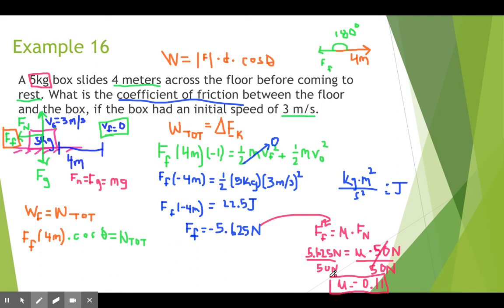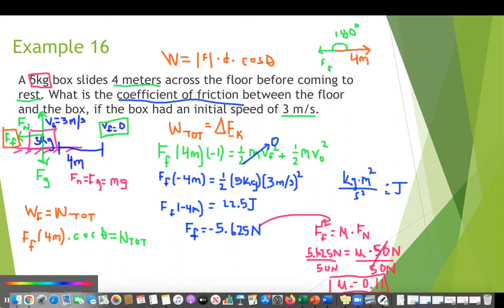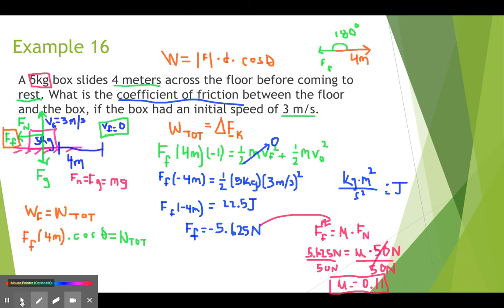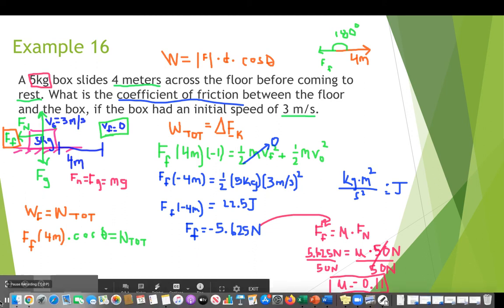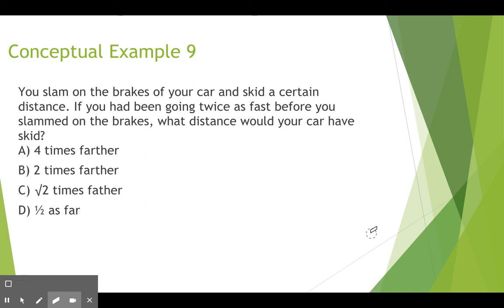Okay, so let's take a look at example number 9. This one's a conceptual one. In example number 9, we have a car. You're driving a car and you slam on the brakes and skid a certain distance. If you had been going twice as fast before you slammed on the brakes, what distance would your car have skidded?